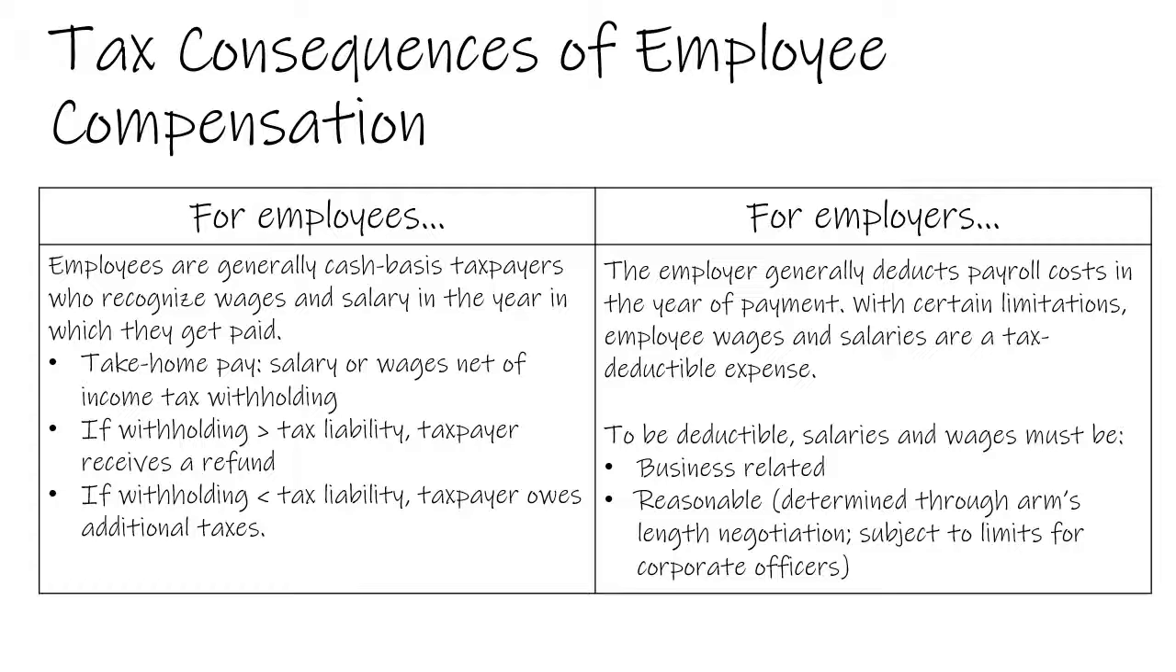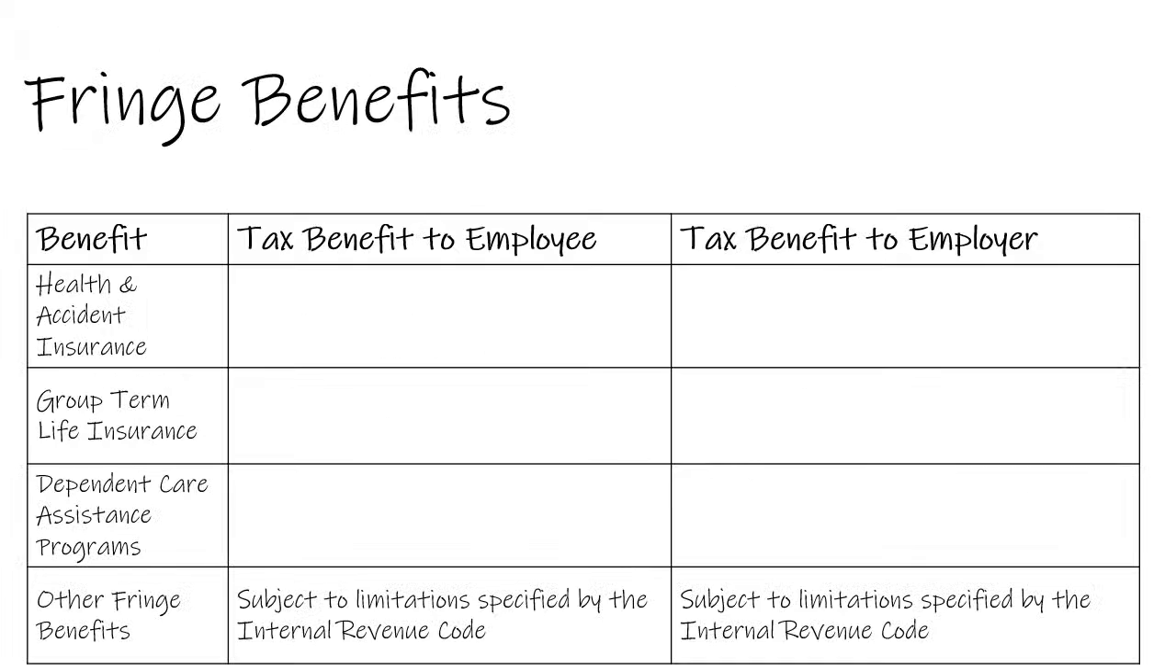If the withholding is less than the tax liability, the taxpayer owes additional taxes. For an employer, salary costs are generally deductible in the year of payment. With certain exceptions, employee wages and salaries are tax deductible. And we'll talk about this a little bit more in the final module, where we examine things from the employer's perspective. But for now, it's enough to know that to be deductible, salaries and wages must be business related, and they must be reasonable. And the IRS has different general standards for evaluating reasonableness in relation to business operations.